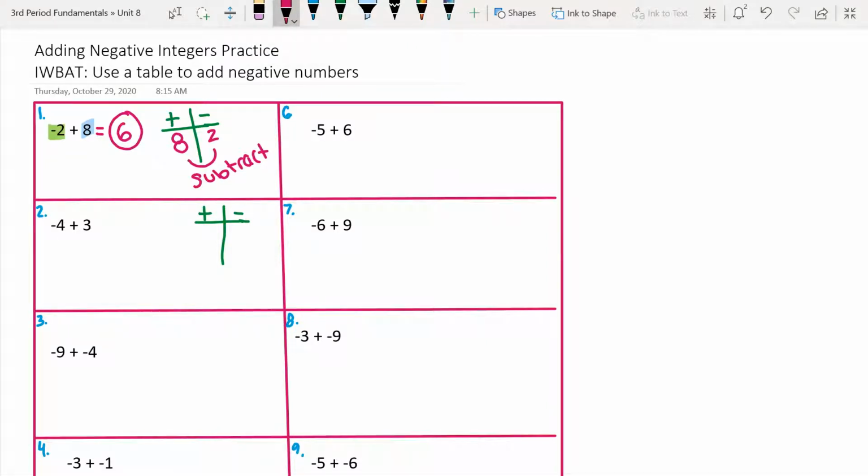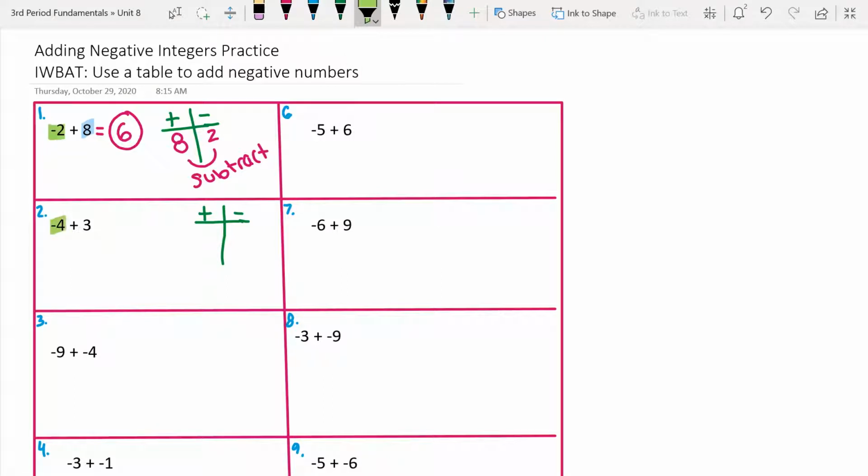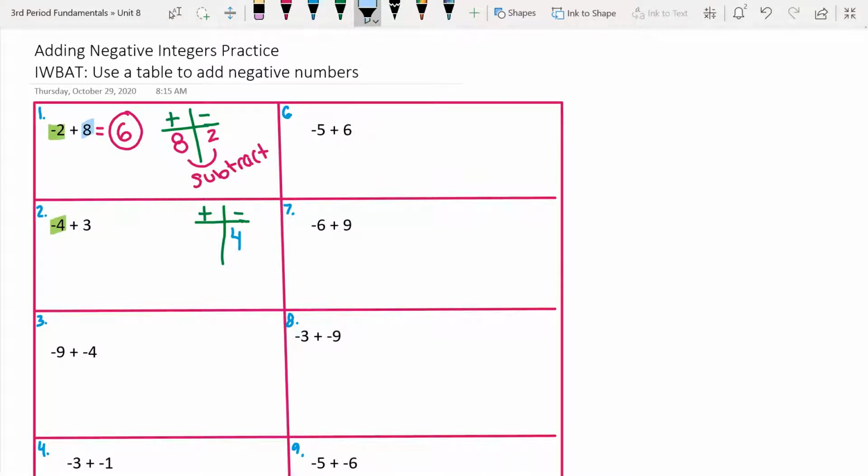-4 plus 3. Make sure you got it written down. I'm going to do some highlighting again. The first number is -4. So that's on the negative side. So it's a negative 4 on my negative side of my table. I write a 4. The next number is plus a 3. Well, that's just a normal 3. It's a positive 3. So on my positive side of my table, I write 3.